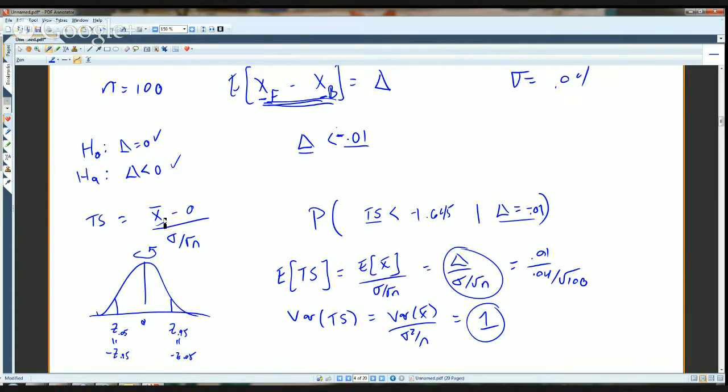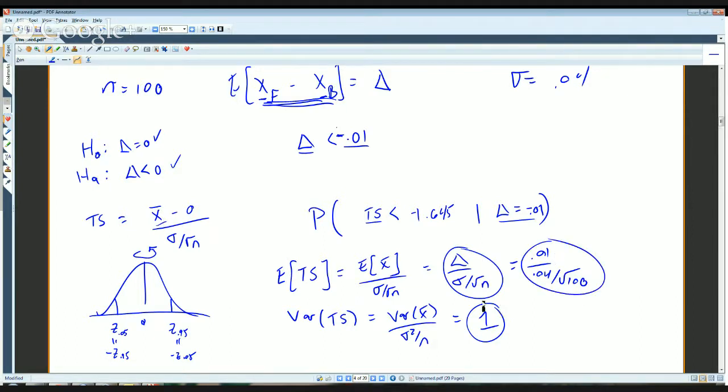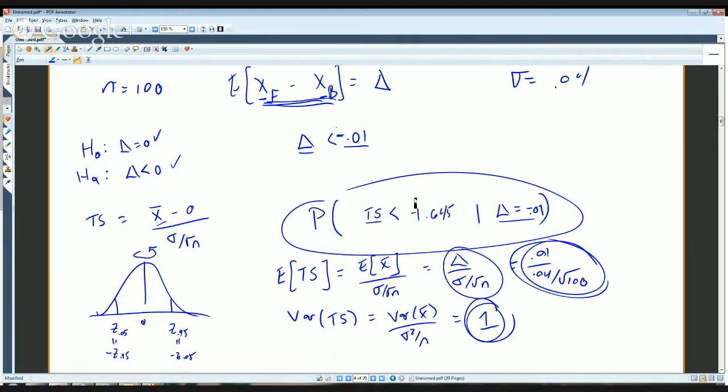And we know its mean, and we can plug into the mean, and we know its variance, and then we just want a Gaussian probability. We want the probability that a normal with this mean and this variance is less than that quantity. So it's not so bad.